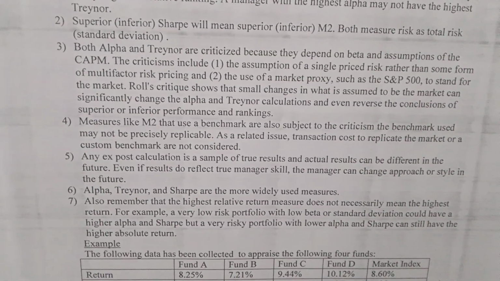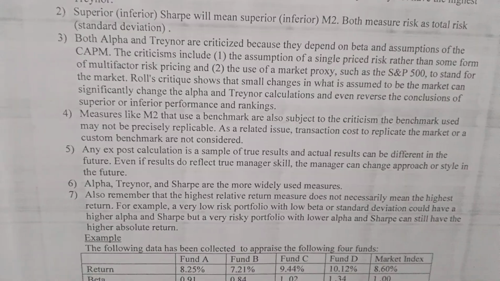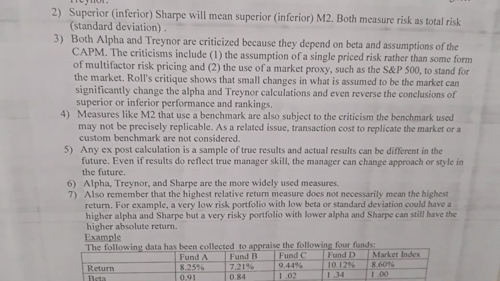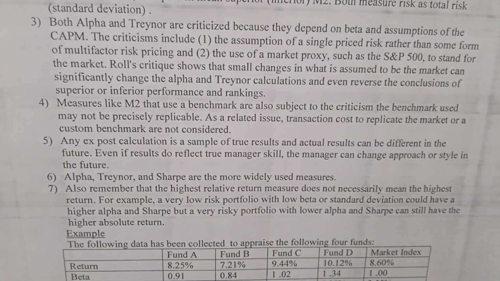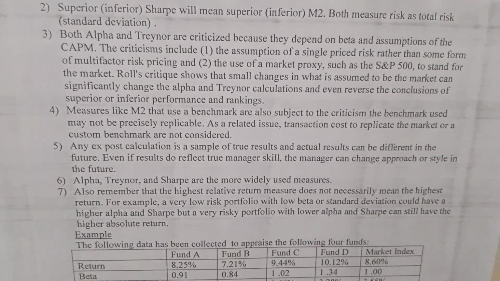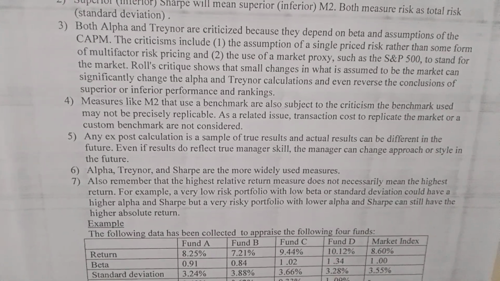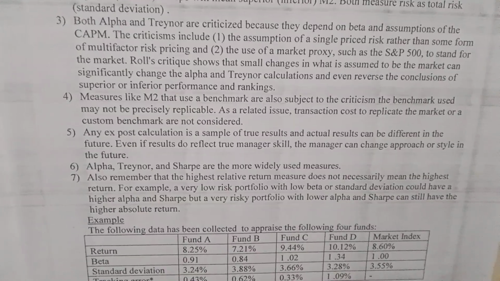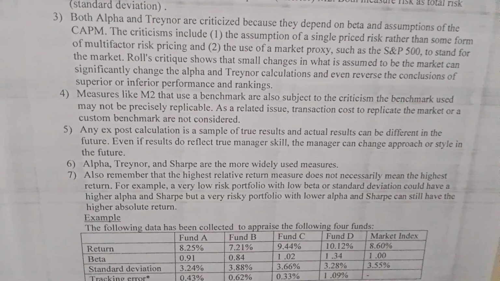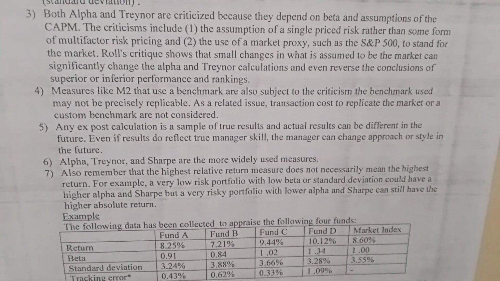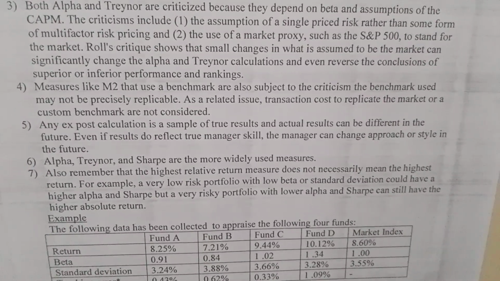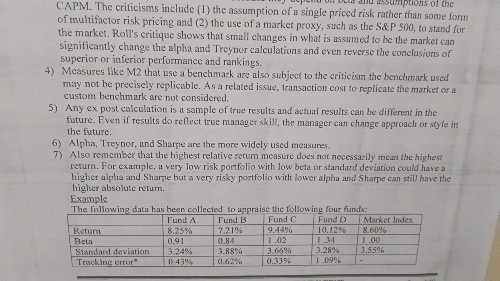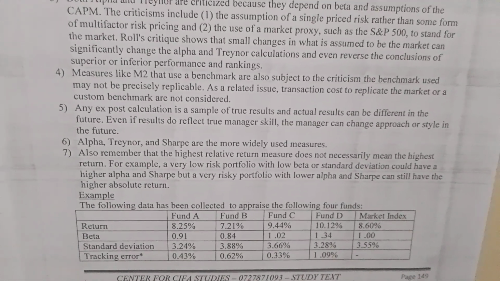The criticisms include, 1, the assumption of a single priced risk rather than some form of multi-factor risk pricing, and the use of a market proxy such as the S&P, that means Standard & Poor's 500, to stand for the market. Roll's critique shows that small changes in what is assumed to be the market can significantly change the alpha and Treynor calculations and even reverse the conclusions of superior or inferior performance and rankings.